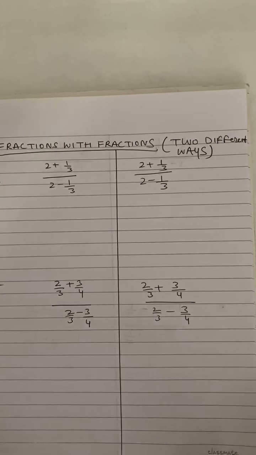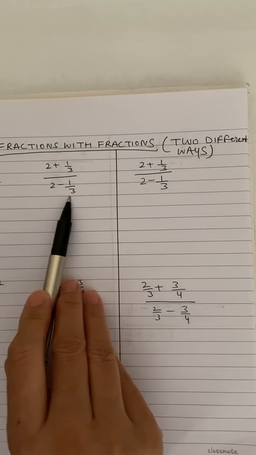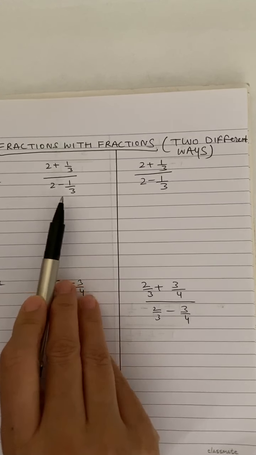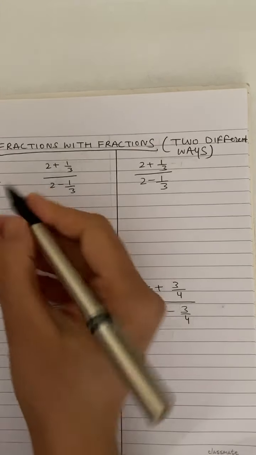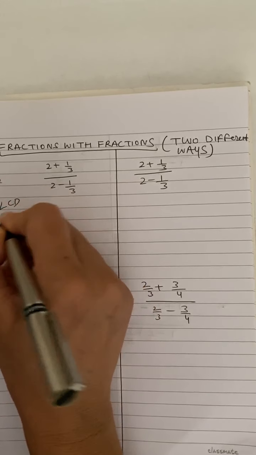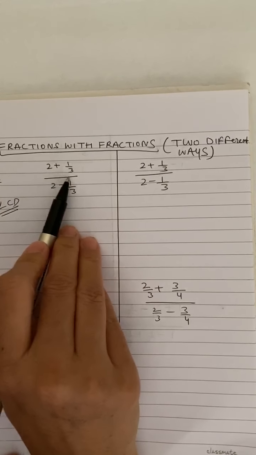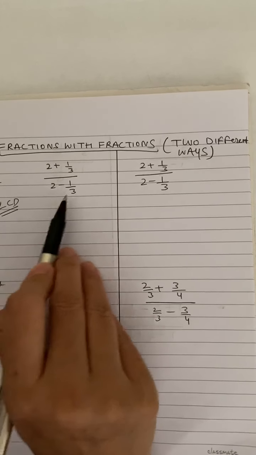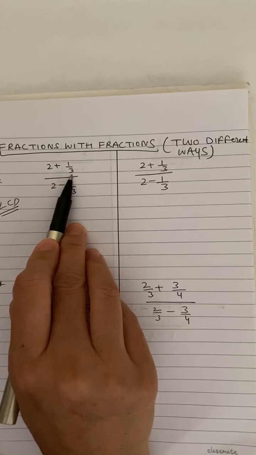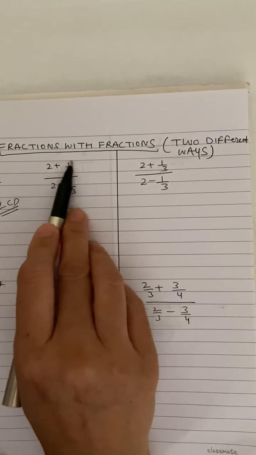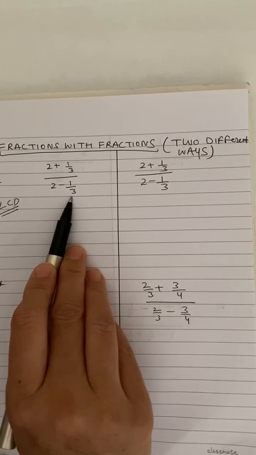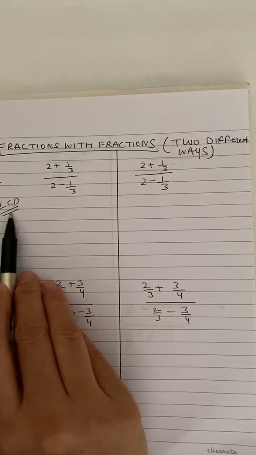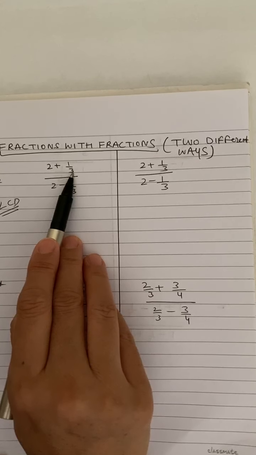So the first one is when you have 2 plus 1/3 and 2 minus 1/3. The first method you can use is the least common divisor. What we need to do by using the least common divisor is get rid of the fractions we have. Here we have a fraction in the numerator and a fraction in the denominator, so using the least common divisor, I'm going to get rid of the fractions here.